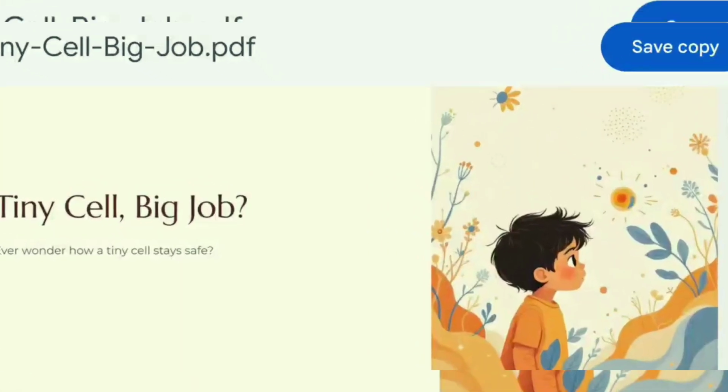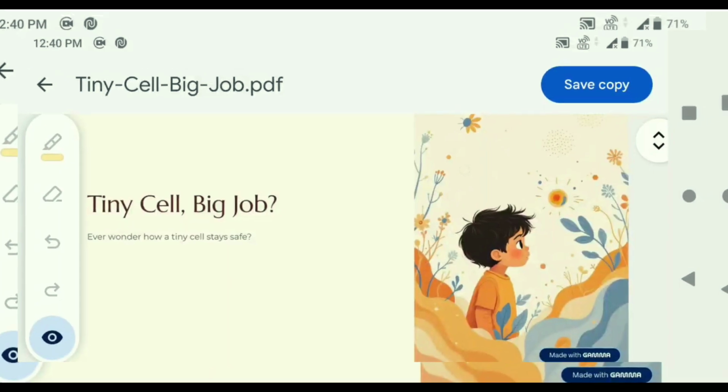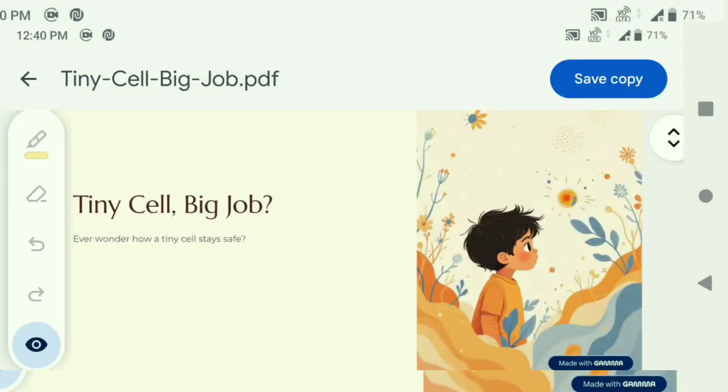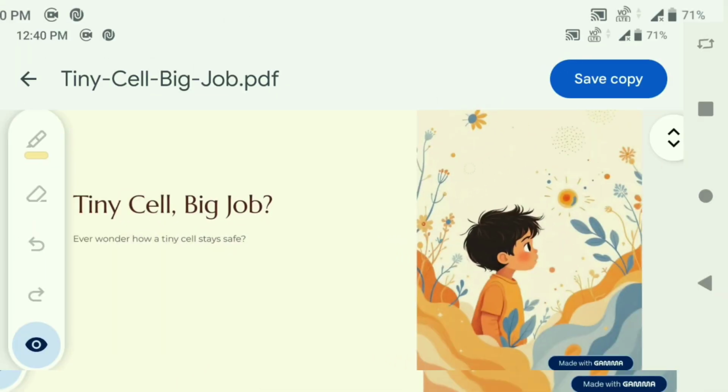Have you ever wondered how a cell decides what leaves or what enters it? Why doesn't everything get mixed up inside our body? Today we will understand the security gate of the cell membrane. And don't worry, I will explain this in the simplest way possible.